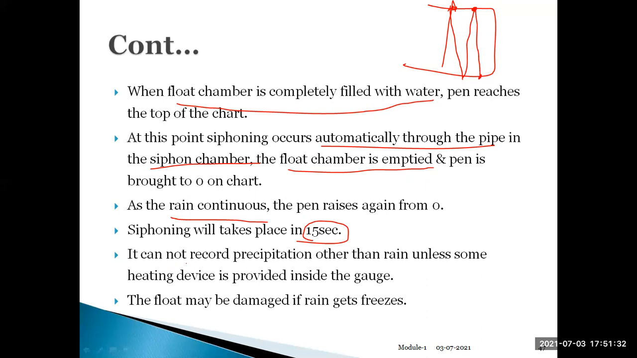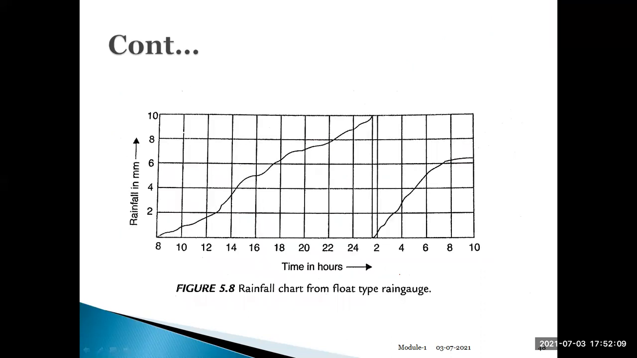Here, see, this type of rain gauge records only precipitation in the form of rain. It cannot record anything other than rain. If you want to record snow or other forms of precipitation, you have to install some heating device, because the float may freeze up. If the float freezes up, it won't record any data. That's why this float type rain gauge will record only rainfall.